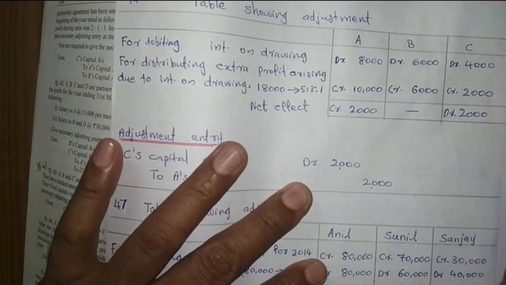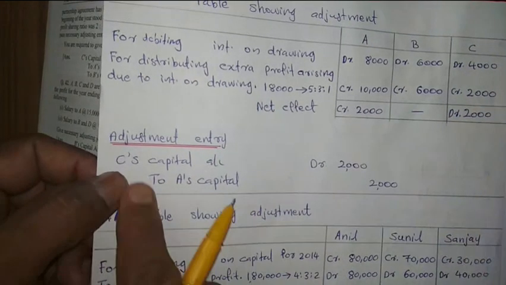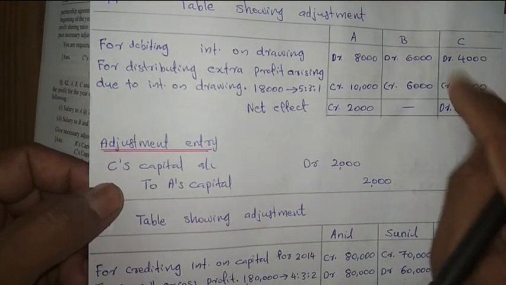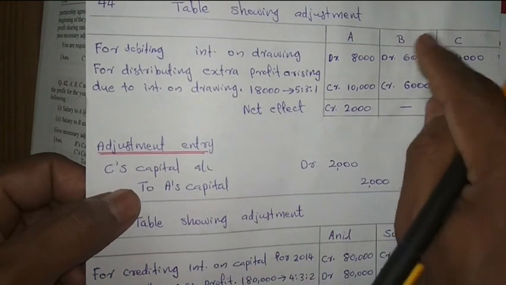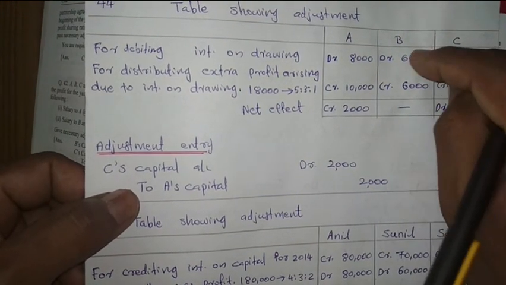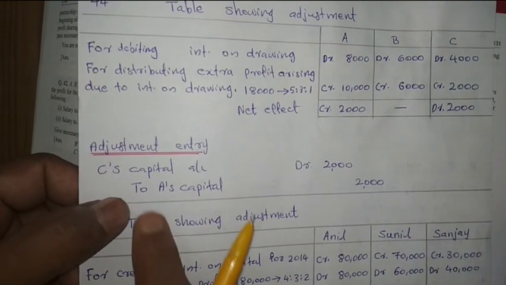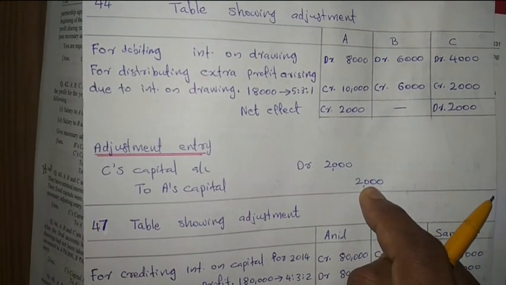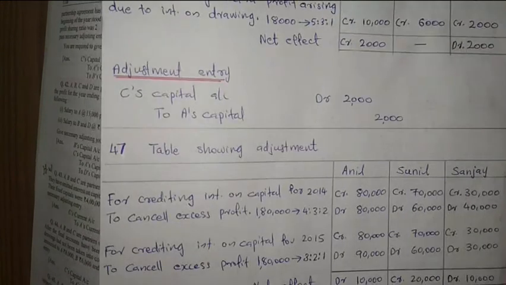Now we can go to the journal entry. I have written the journal entry already. C's capital account debited, this is 2,000. B we are not using in the journal entry because it is not affecting B when we consider those two statements. And A's capital account, we have to credit 2,000. Okay, narration you can write. So this is the solution of question 44.